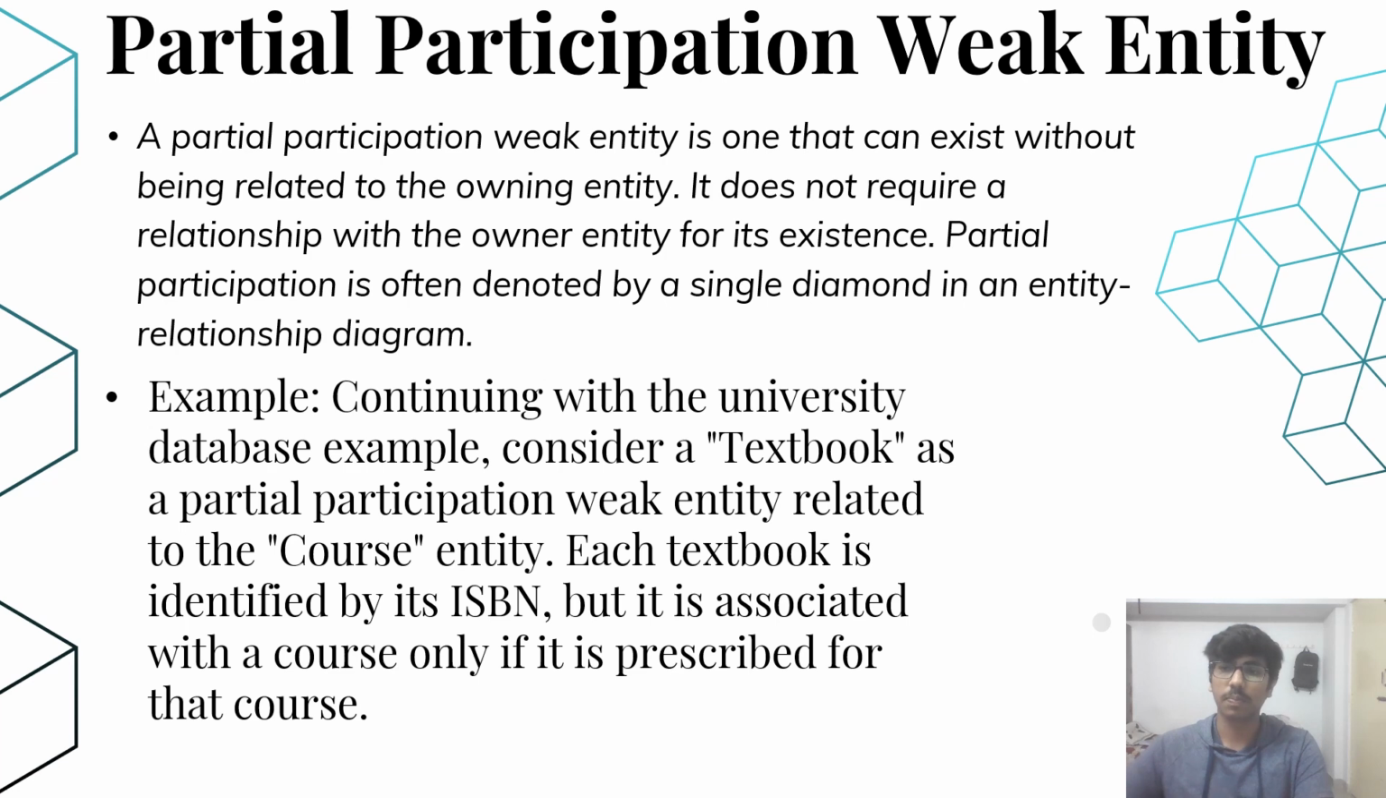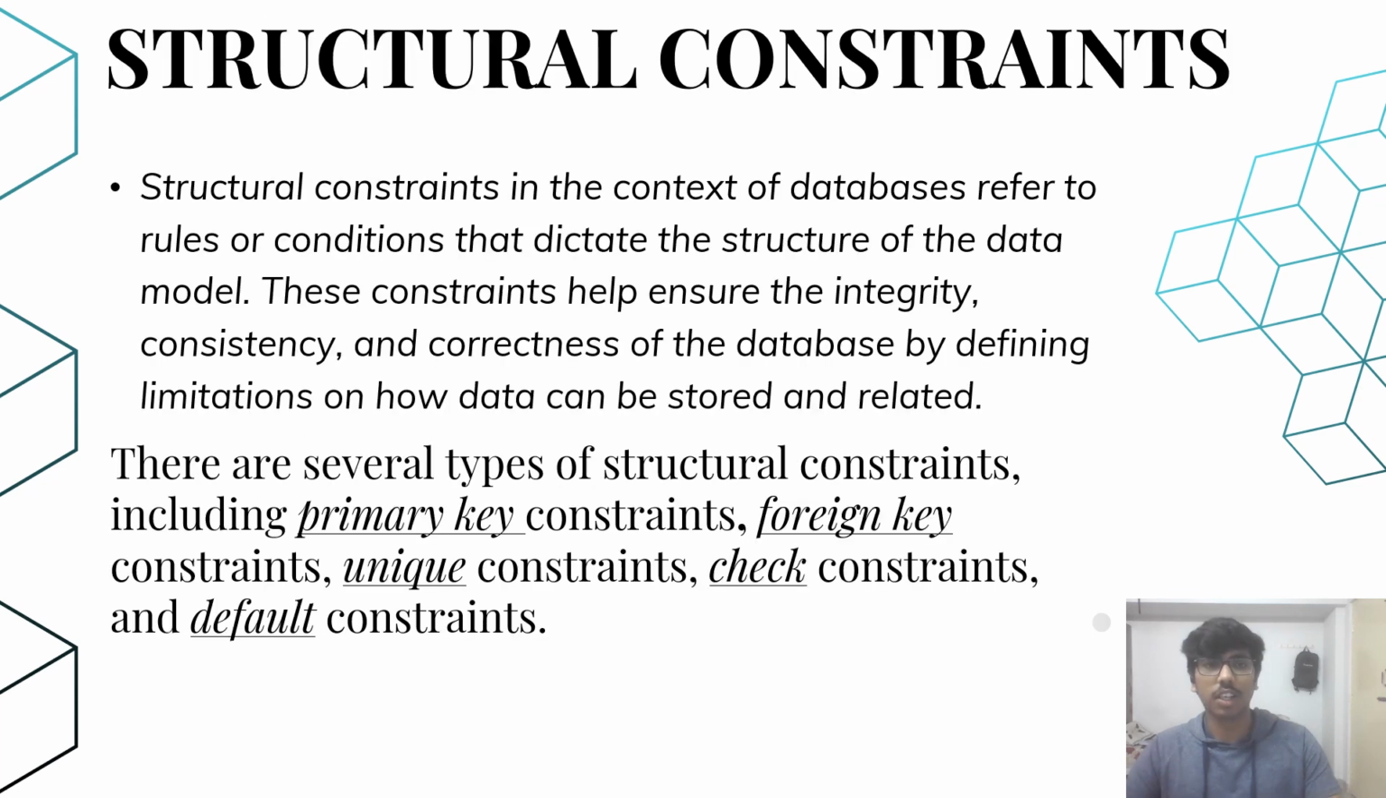that course. Structural constraints. Structural constraints in the context of databases refer to rules or conditions that dictate the structure of the data model. These constraints help ensure the integrity, consistency, and correctness of the database by defining limitations on how data can be stored and related. There are several types of constraints, including primary key, foreign key, unique, check, and default constraints.